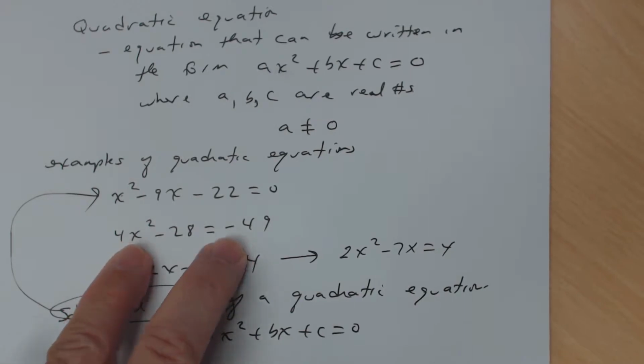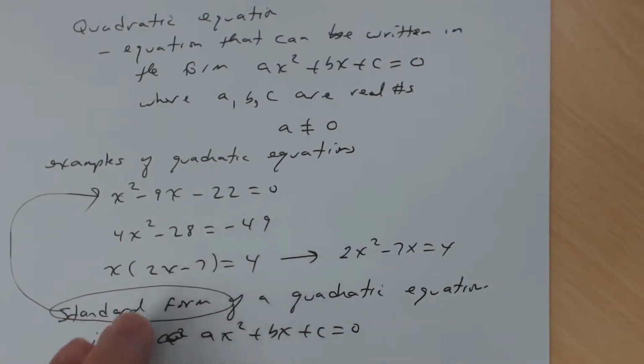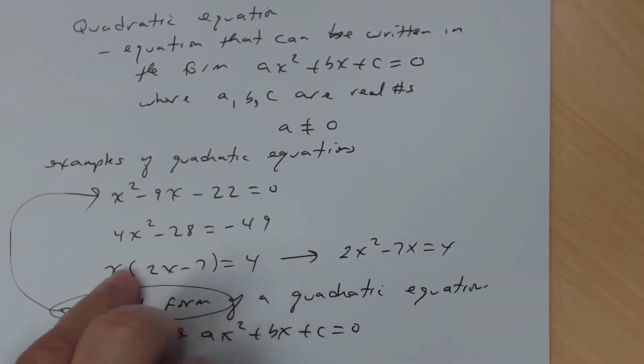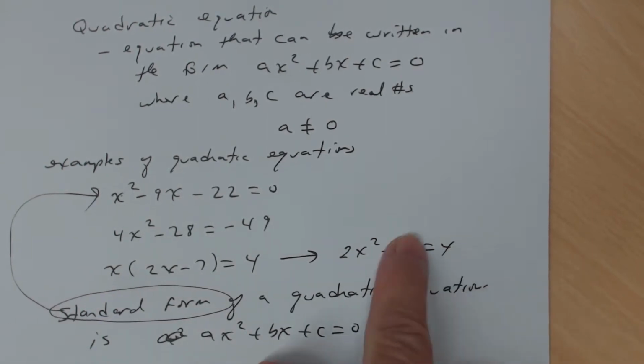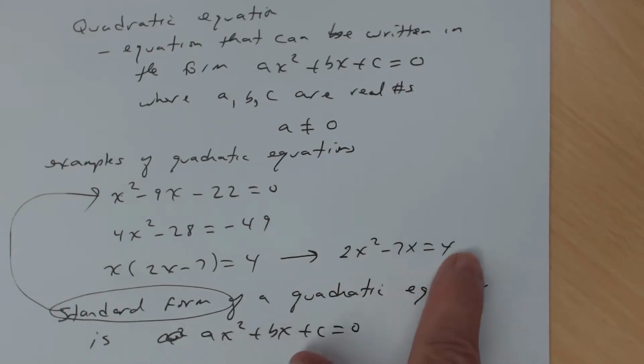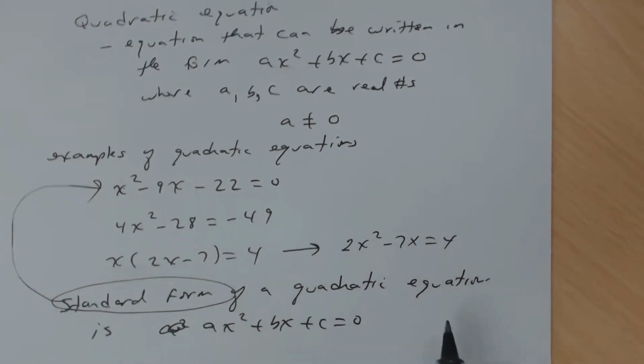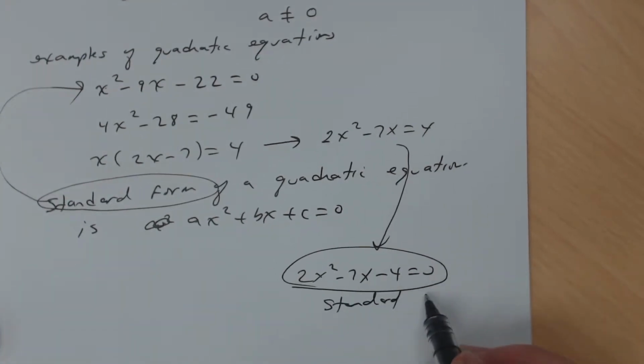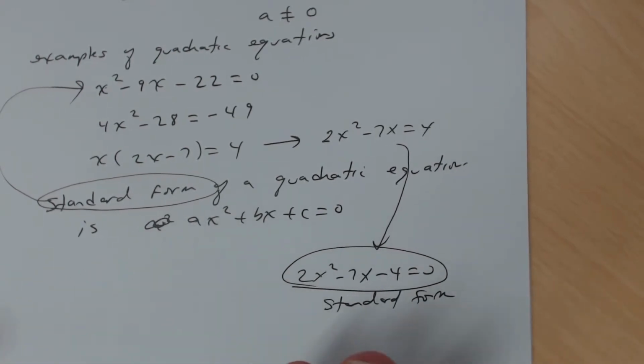See, this one is not in standard form because of that negative 49 on the other side, and this one is not in standard form because of that 4, and also because this had parentheses in it. We had to distribute. So if I brought that 4 over here, then this would be in standard form. So over here, 2x squared minus 7x minus 4 equals 0. That is now in standard form. So as we do these problems, we're going to want to put those in standard form.